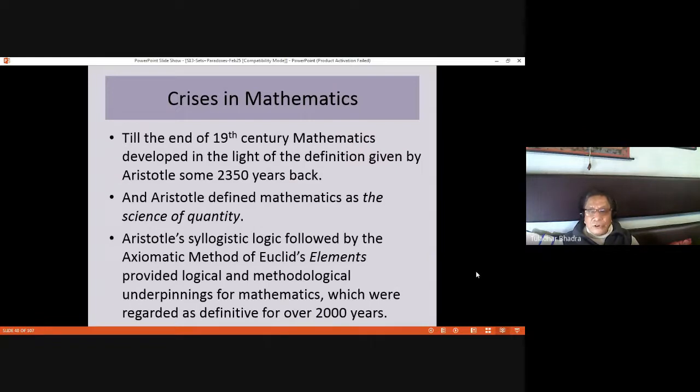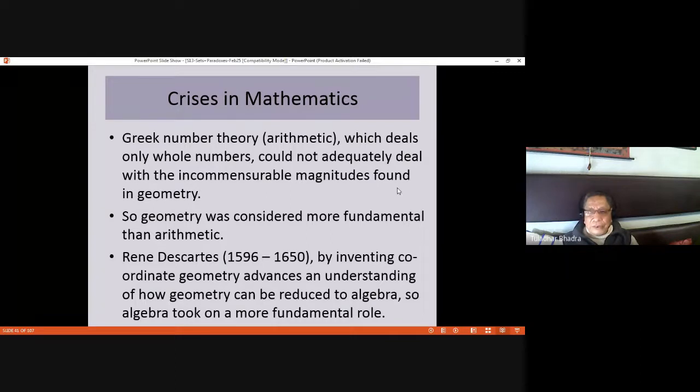Till the end of the 19th century, mathematics developed in the light of the definition given by Aristotle some 2,350 years back. Aristotle defined mathematics as a science of quantity. Aristotle's syllogistic logic, followed by the axiomatic methods of Euclid's Elements, provided logical and methodological underpinning for mathematics, which were regarded as definitive for over 2,000 years, and nobody could change anything there. Greek number theory, that is arithmetic, which deals only with whole numbers, could not adequately deal with the incommensurable magnitudes found in geometry.